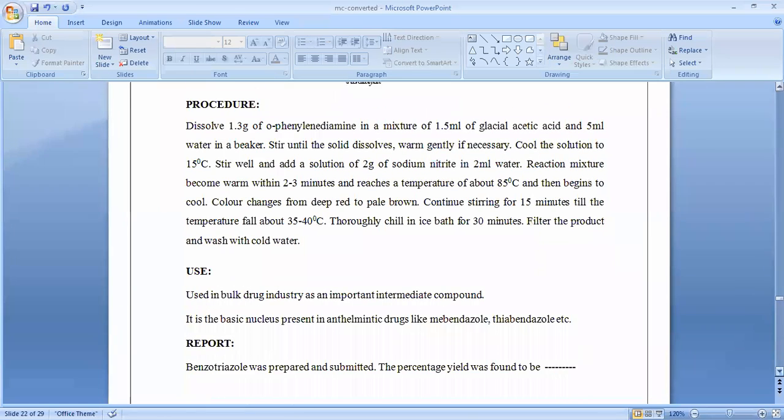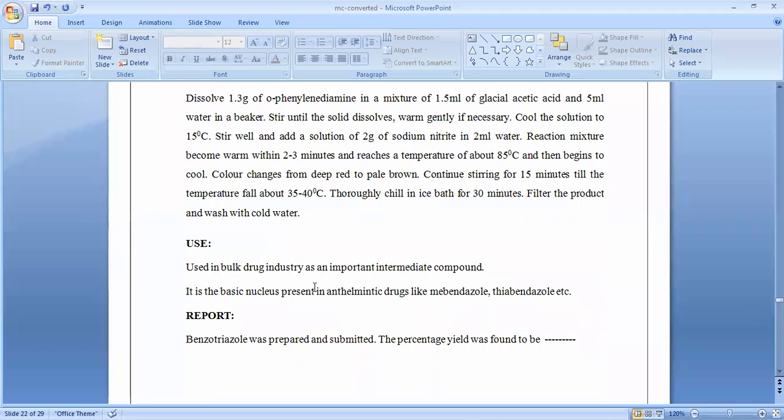Now, what are the uses of this benzotriazole? This is used in the bulk drug industry for the preparation of other drug molecules as an important intermediate compound. For the synthesis of a large variety of drug molecules, this benzotriazole molecule is used as an intermediate compound. Now, a very important drug molecule is sitagliptin. Sitagliptin is used as an anti-diabetic agent for the treatment of diabetes. Sitagliptin is synthesized by using this intermediate product, benzotriazole.